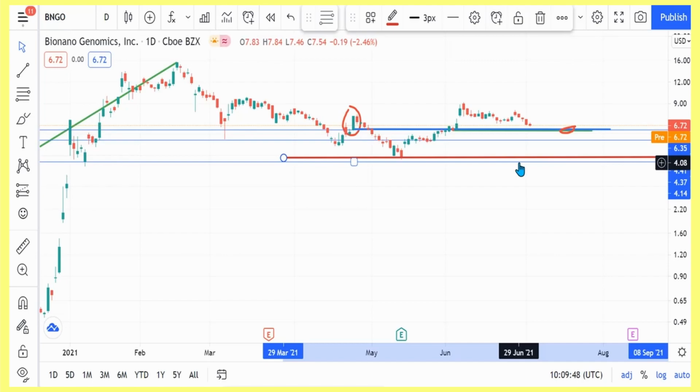Okay, and make sure we don't make the same mistake we made in the last video. That is, be aware of the log chart and the linear chart, especially when the price move is huge. Then we use the log chart. That's the best advice. Otherwise, you will miss the opportunity.